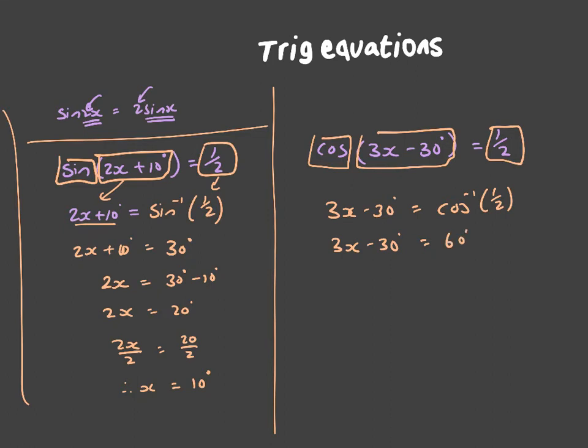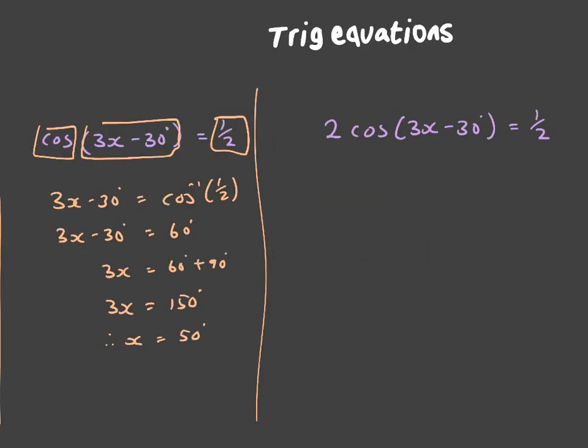But remember from special angles, and therefore we now need to solve for x. So how do I get x alone? First thing we'll do is add 30 on both sides, so that will be 60 degrees plus 30 degrees. So 3x is going to equal 90 degrees. So therefore, what is x equal to? That is equal to 30 degrees.